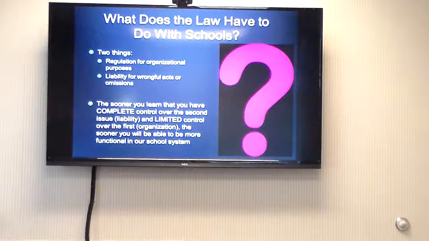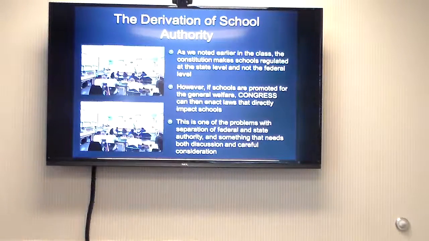In school, the law does regulation for organizational purposes, and it does legal liability. The key thing that you have to learn is that as soon as you know that you have control over liability and limited control over organizations, you'll be more functional in a school system. And that really relates to organizational theory. If you have control over liability, you won't have much control over the organization and how the organization acts. And just the way it is, and that'll help you be more functional in a school system.